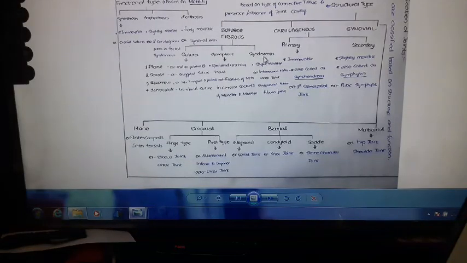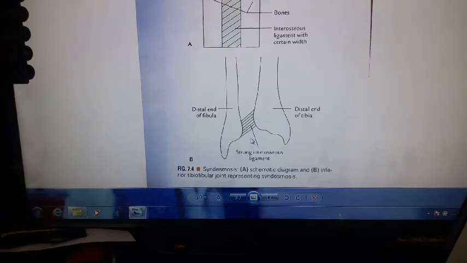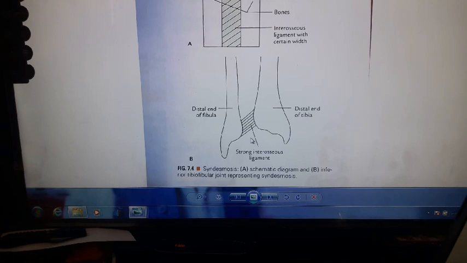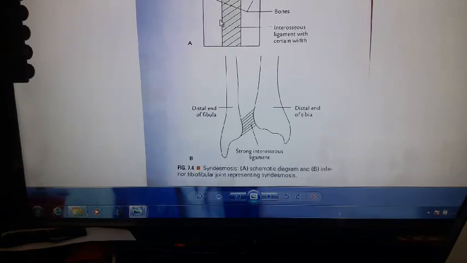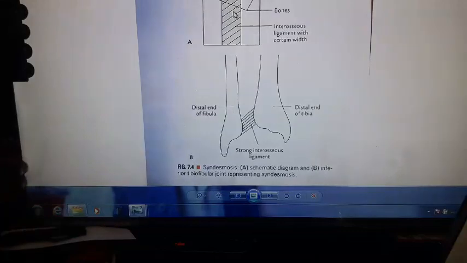Then the syndesmosis. In the syndesmosis, in between the two bones there is a strong interosseous ligament present. This type we call syndesmosis type. An example is the radius and ulna. In between the radius and ulna we have the interosseous membrane. This joint we call the intermediate radio-ulnar joint, which involves an interosseous ligament.